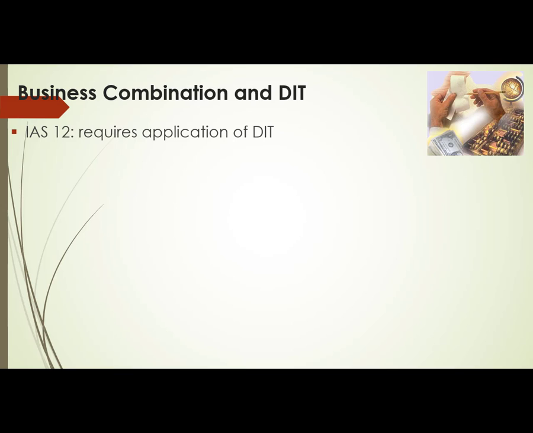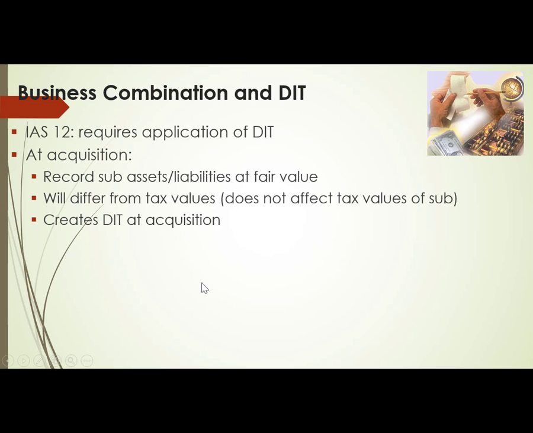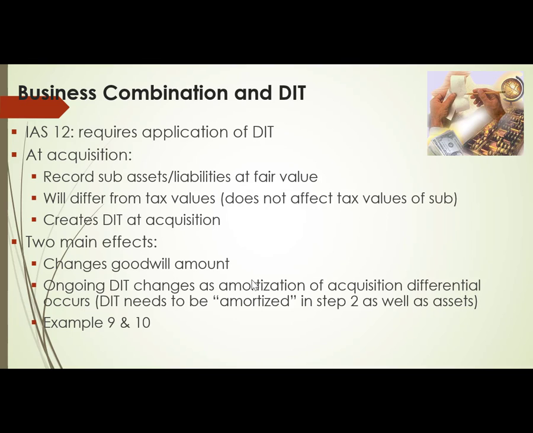So how do deferred taxes play into our business combination and our consolidation? Well, IAS 12 requires application of DIT. At acquisition, we need to record our sub's assets and liabilities at fair value, but their tax values are not going to be the same as their accounting values. So this creates a DIT at acquisition. Our major effects are that it's going to change the goodwill amount. It's also going to have an ongoing change as the amortization of the acquisition differential occurs. So the DIT will need to be amortized in step 2 as well as the assets and the liabilities.